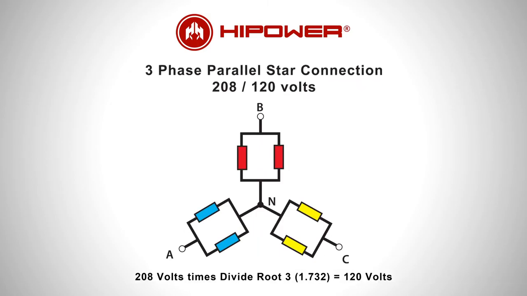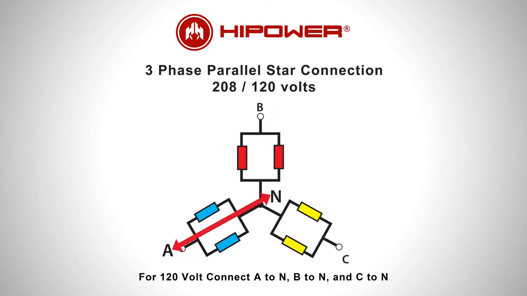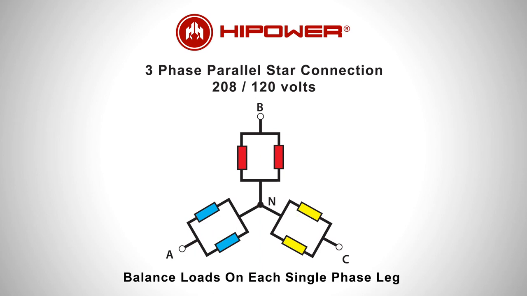The relationship between the higher and lower voltage is √3. For 208 volts, connect A to B, B to C, and C to A. 120 volt single-phase motors can be powered by connecting A to N, B to N, and C to N. It is important to balance all three legs when connecting single-phase loads.